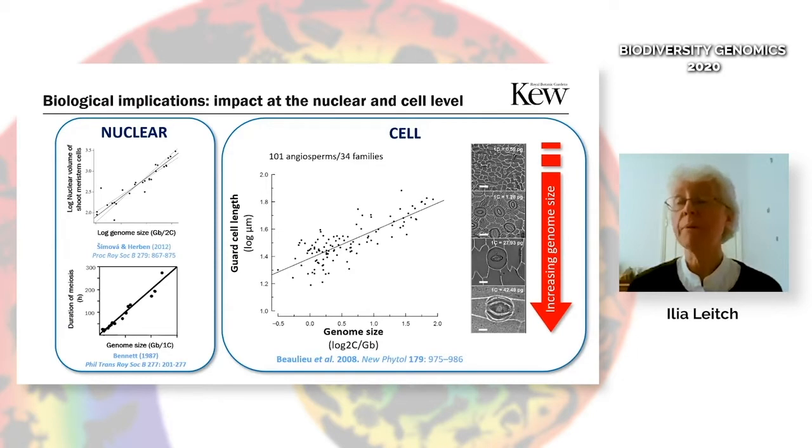The bigger the genome, the bigger the guard cells. Well, these relationships that we see at the nuclear cellular level are known to have a knock-on impact at the whole plant level, influencing where and when and how, for example, a plant is able to grow and compete in the environment. And this is a simple, quick example of how this impact at the nuclear level, cell level, can impact the whole plant level.